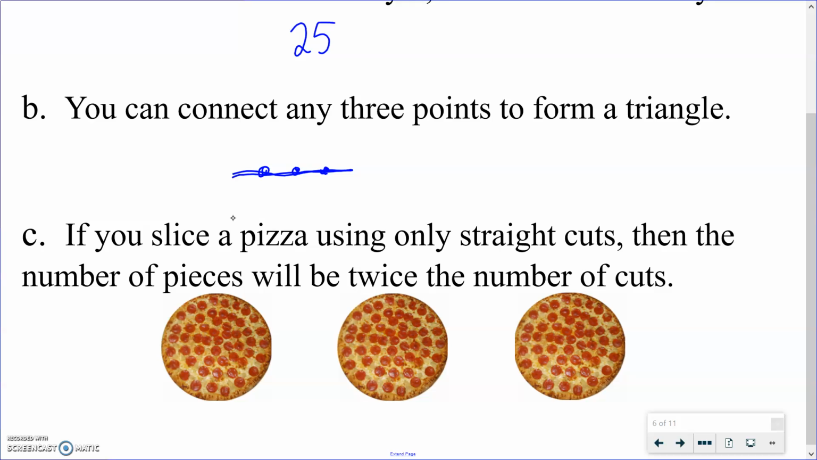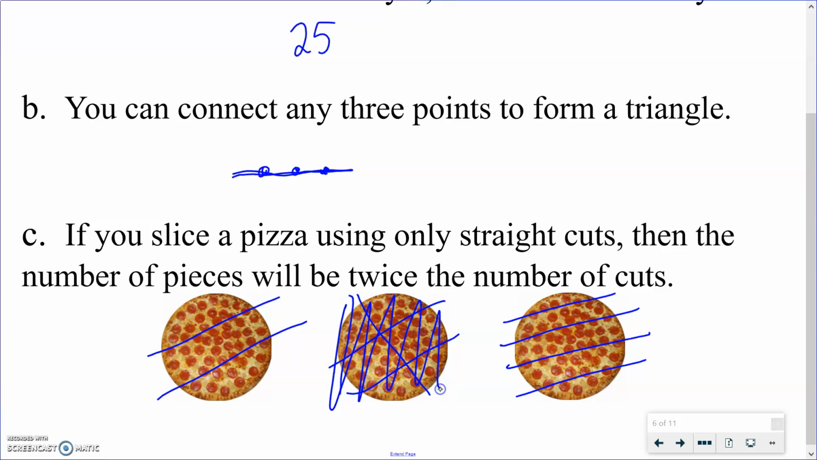And if you slice a pizza using only straight cuts, then the number of pieces will be twice the number of cuts. There are a lot of different ways you can do this, but here's my example. 2 cuts, 3 pieces of pizza. We could do it this way and do 3 cuts. Oh, nope, that's not going to work. Add another cut right on the edge here. But most of the time anything like this is going to give you something that is not twice the number of cuts. So this is 1, 2, 3, 4 cuts, and there's 1, 2, 3, 4, 5 pieces. So those are all counterexamples.